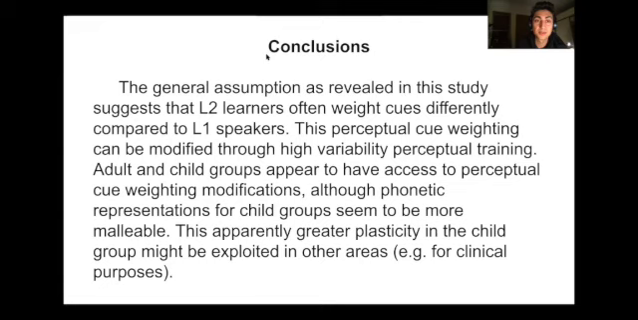Conclusions: the general assumption, as revealed in this study, suggests that language 2 learners often weight cues differently compared to L1 speakers. I think we all knew this. This perceptual cue weighting can be modified through high variability perceptual training, so HVPT. Adults and child groups appear to have access to perceptual cue weighting modifications, although phonetic representations for child groups seem to be more malleable.